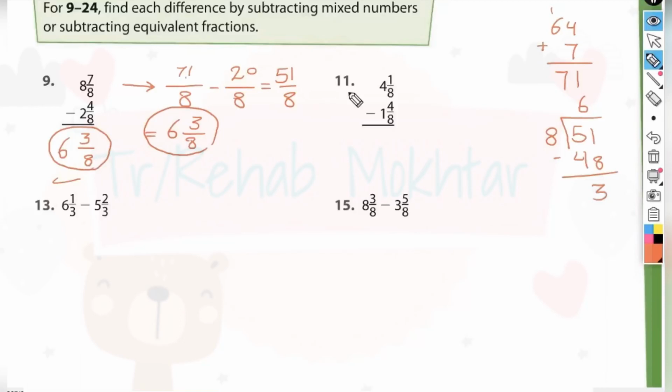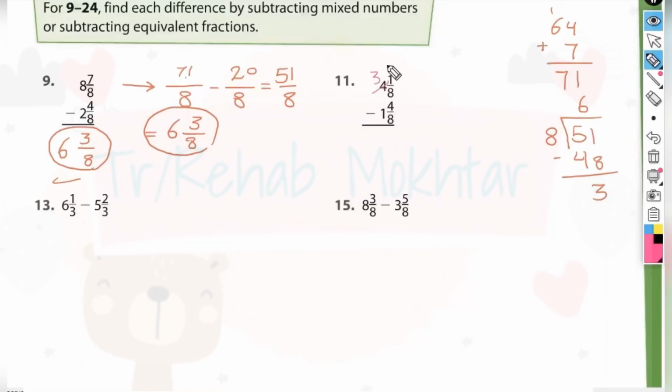Okay, I will solve number 11. We have here 4 and 1 out of 8 minus 1 and 4 out of 8. Here the fraction part is less than the fraction part in the second number. So I can rename this fraction part. How, teacher? I'll tell you. Just borrow 1 from 4. It will be 3.